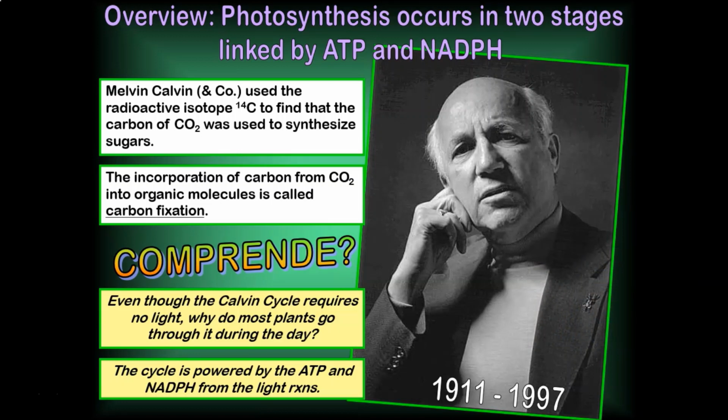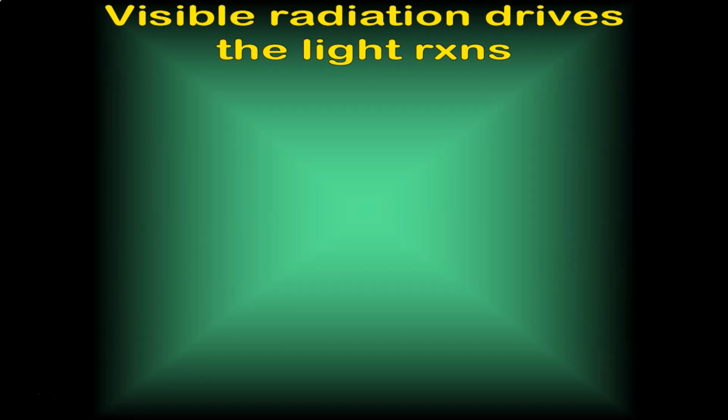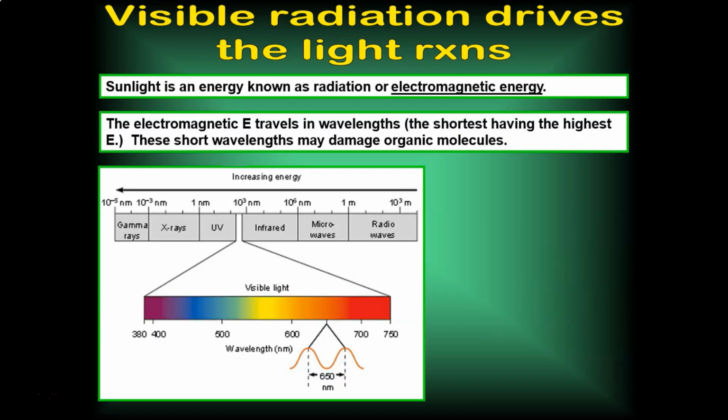About to get a little physicsy on you here. So what is this energy that we're talking about coming from the sun? Well, it's visible radiation that drives the light reactions. So sunlight is an energy known as radiation. We've all heard of electromagnetic energy. Electromagnetic energy travels in waves. And these wavelengths, if they're very short, they have very high energy, and if they're longer, they have less energy. And the very short ones can actually damage organic molecules.